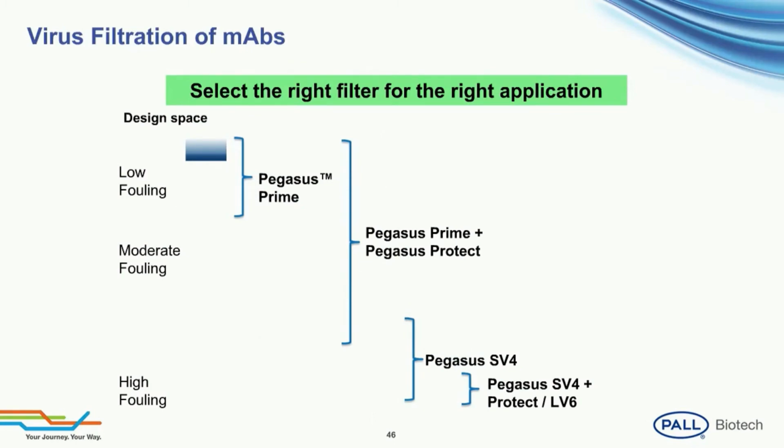Let's look at virus filtration of mAbs. Depending upon the fouling nature, monoclonal antibodies or mAbs during virus filtration can be roughly classified as shown in the schematic. Pall can now provide a filtration solution fitting all monoclonal antibodies from low to high fouling degree. For low fouling, Pegasus Prime virus filter is typically recommended. So we would suggest to add a pre-filter, which is Pegasus Protect, if it becomes a bit more challenging for filtration. For higher fouling monoclonal antibodies, we recommend Pegasus SP4 with or without pre-filter, which is Protect LV6.